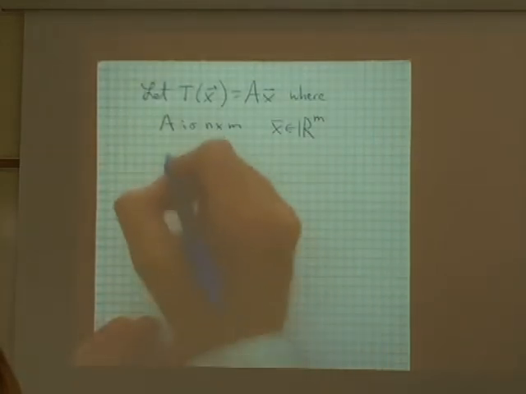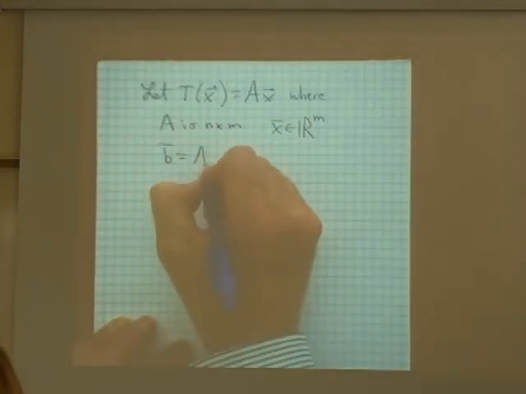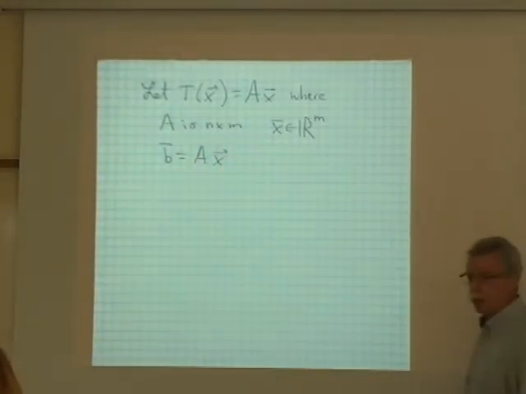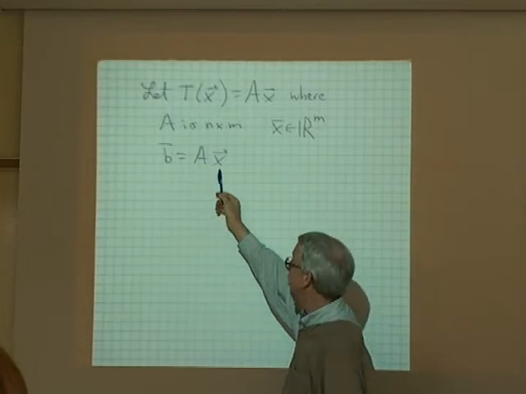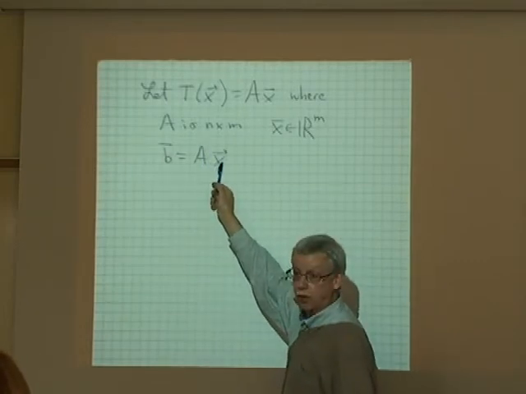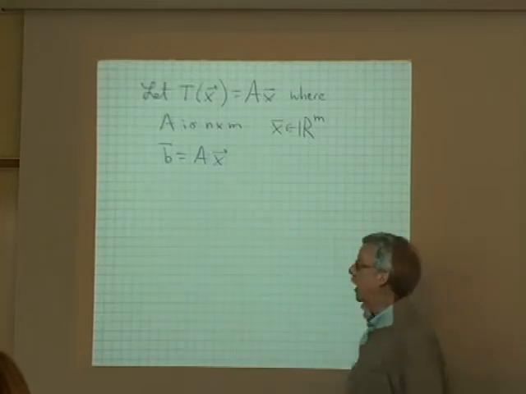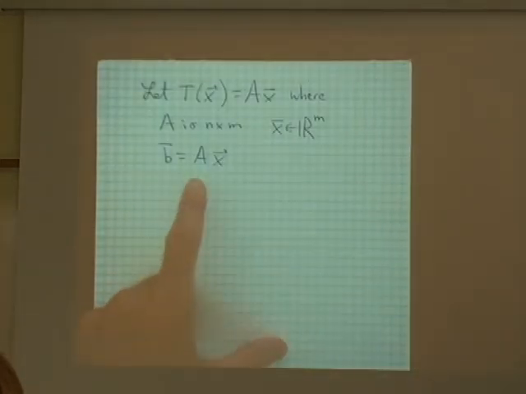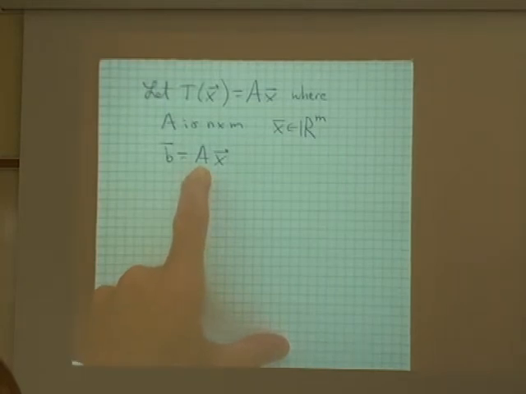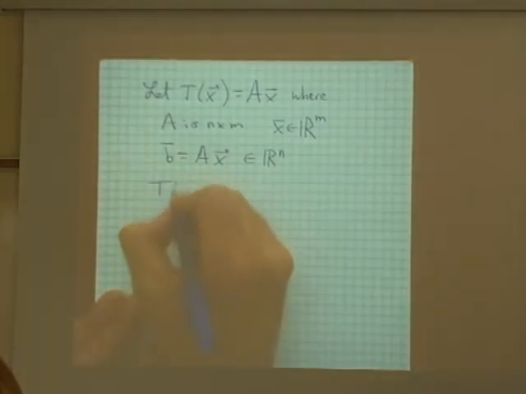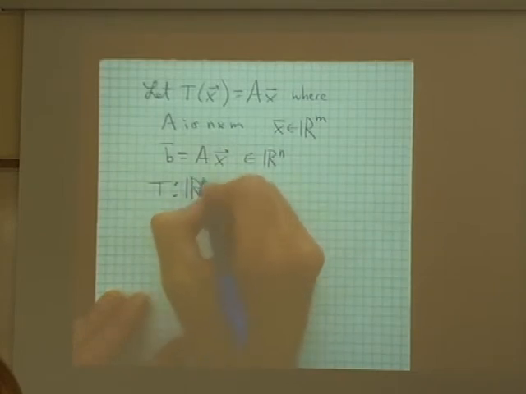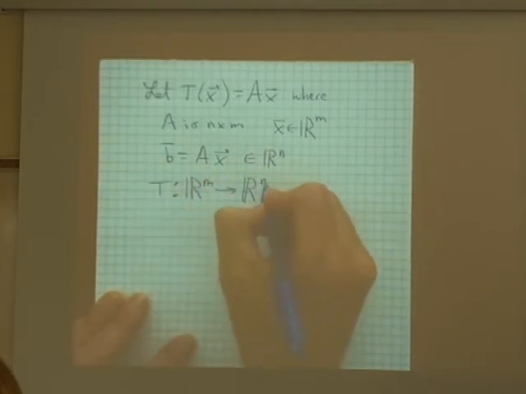Well, remember, if b is equal to Ax, one of the most important ways of thinking about matrix multiplication is that this forms a linear combination of the columns of the matrix, where the coefficient of the first column is the first entry in x, the coefficient of the second column is the second entry in x. So if I'm forming a linear combination of the columns, how long are the columns? N, right? So T is a transformation, a function that maps vectors in Rm to vectors in Rn.